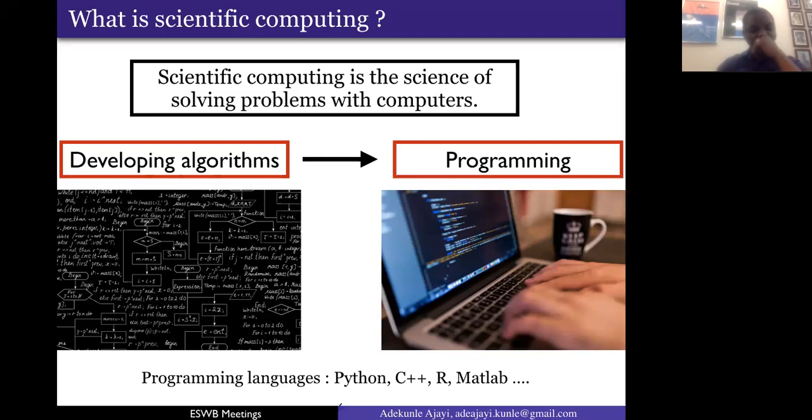Just for the record, feel free to stop me or interrupt me if there's anything you need clarification on. Am I clear on that? Yeah. Okay, great. So Python, C++, R, these are computer languages that we are very familiar with. But because I'm at the moment using Python, most of my examples and illustrations are based on Python.